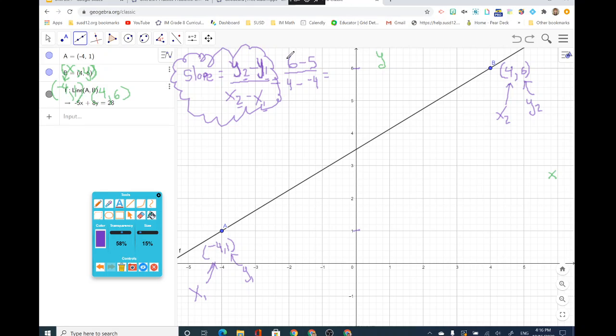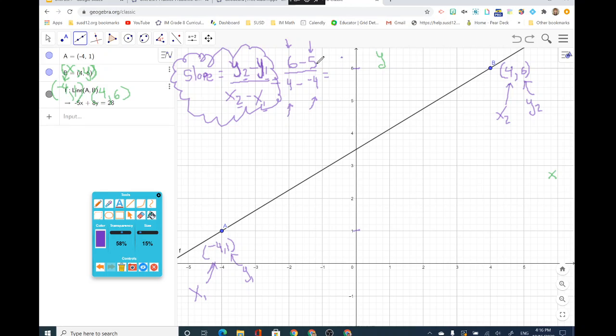We filled in our values. y2 equals 6, y1 equals 5, x2 equals 4, x1 equals -4. Make sure you keep your negatives straight. Okay, and then what does that equal? That equals 6 minus 5 is 1. 1. Is that right?